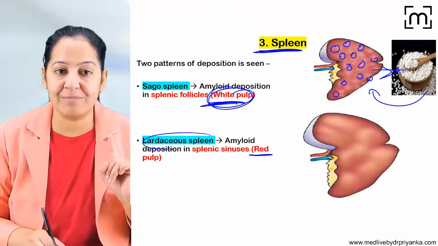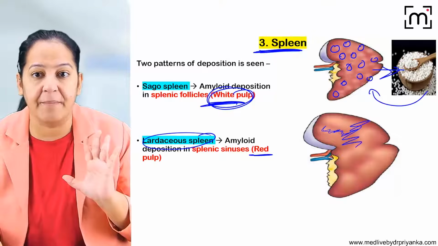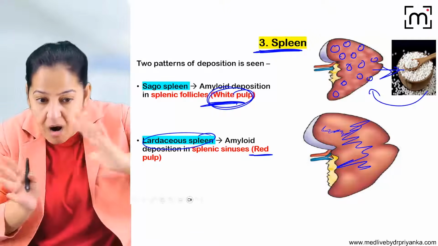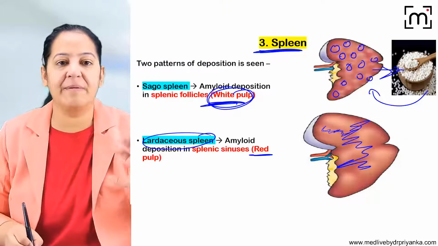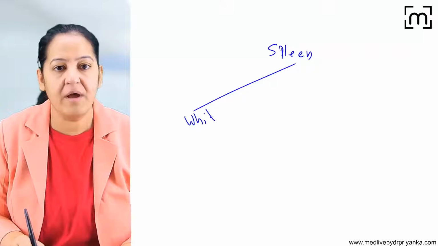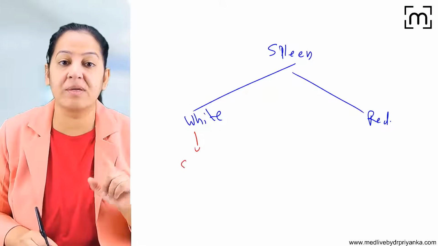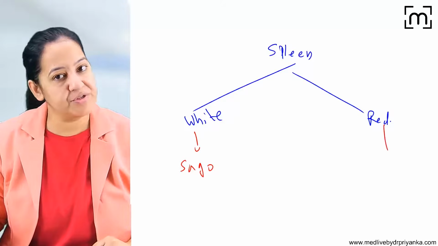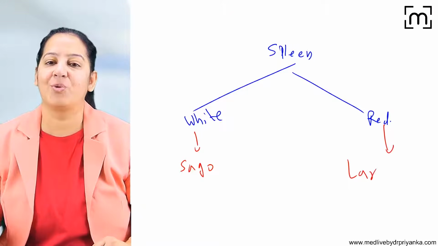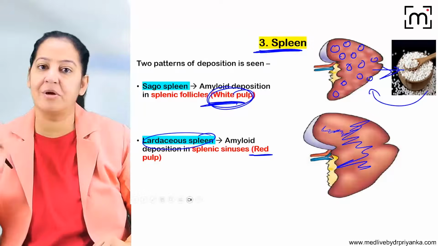And in lordoceus spleen, the amyloid gets deposited not in white pulp but in red pulp in the background, so the spleen becomes enlarged in size. Such an enlarged spleen is known as lordoceus spleen. So the summary is that in the spleen, the amyloid can get deposited in the white pulp also, and in the red pulp also. If it is deposited in white pulp, it is known as sago spleen. And if it is deposited in red pulp, it is known as lordoceus spleen. So please learn it. You get MCQs also and you have to write it.